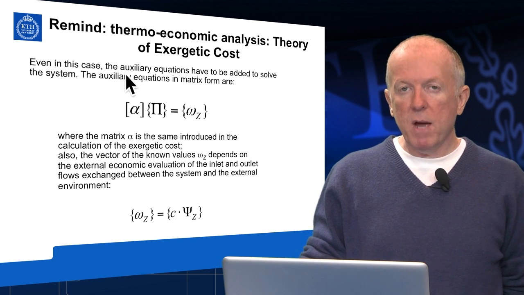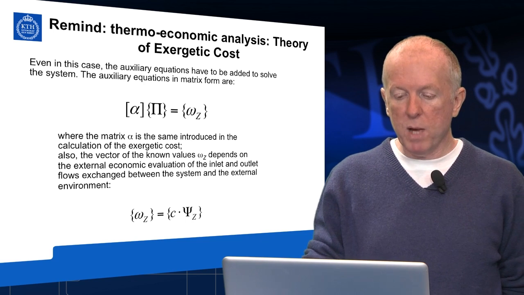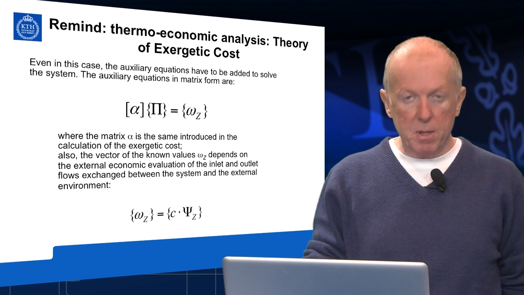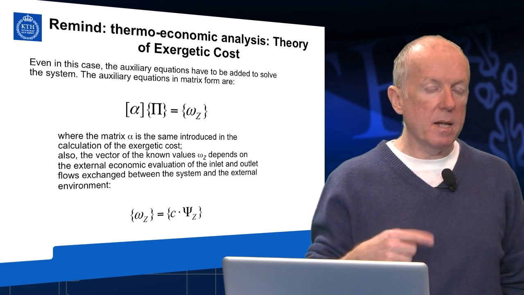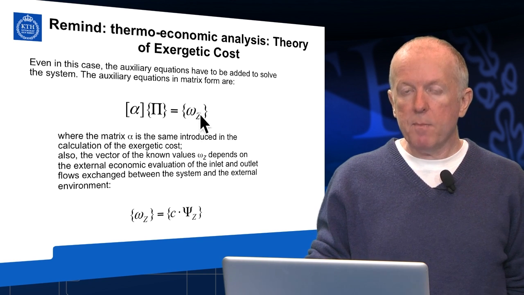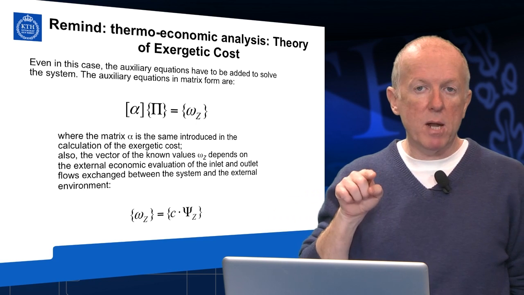Again, we have to close the system of equations. We have to add auxiliary equations in order to solve the system. The auxiliary equations in matrix form are written again as alpha times pi equal to omega Z. So alpha is again the same matrix of the auxiliary equations that we have already written in the case of the exergetic cost calculation. The vector omega Z is the vector of the external evaluation again, but in this case expressed in monetary terms.